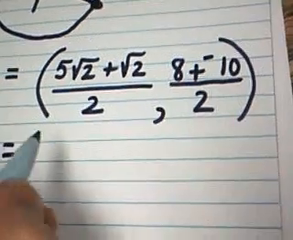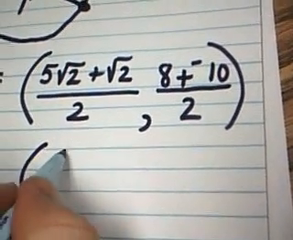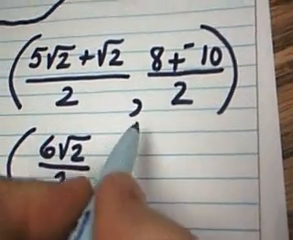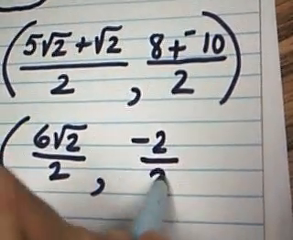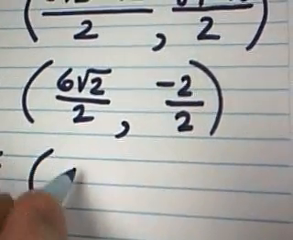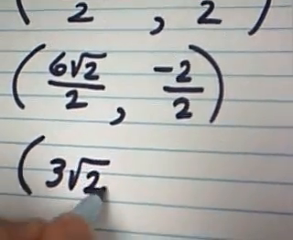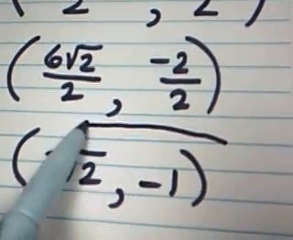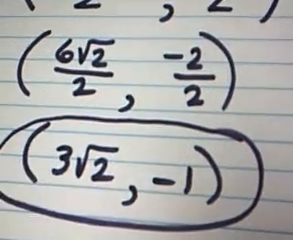So when I simplify this, I have 6 radical 2 over 2, and I have -2 over 2, which in its simplest form is going to become 3 radical 2, comma, -1. And that is the location of the center of this circle.